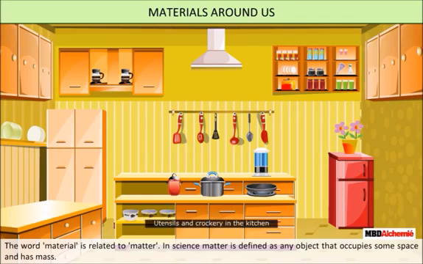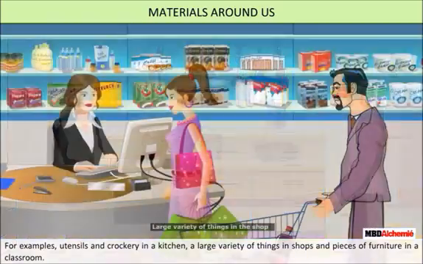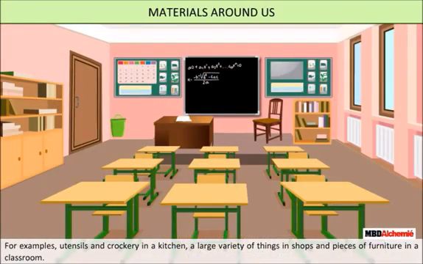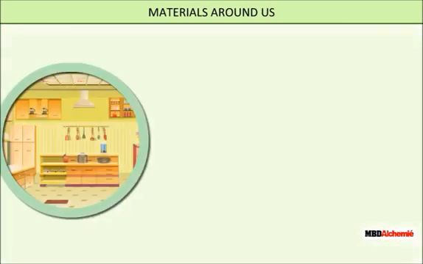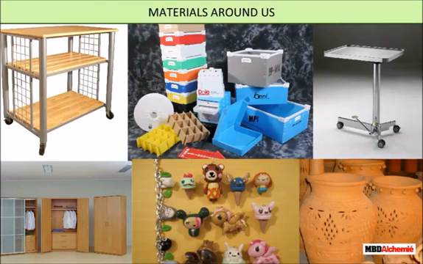We see the materials around us. These materials are related to matter. In science, matter is defined as any object that occupies some space and has mass. You may see utensils and crockery in the kitchen, a large variety of things in the shops, and pieces of furniture in the classroom. These are examples of matter because they occupy space and possess mass.